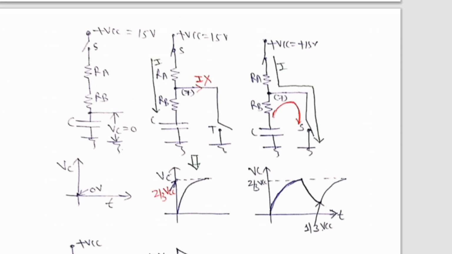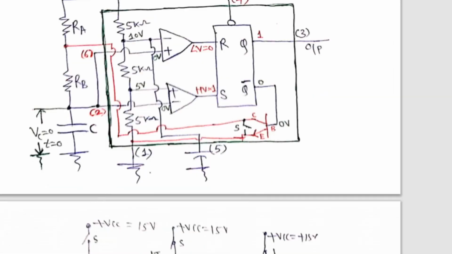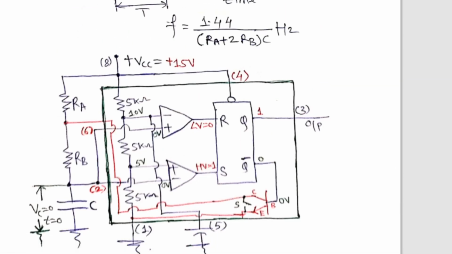So now let us proceed to the internal block diagram along with this externally connected capacitor. But in the beginning, we'll consider that the capacitor voltage is 0 volt. So now let us see here, you will understand this diagram.